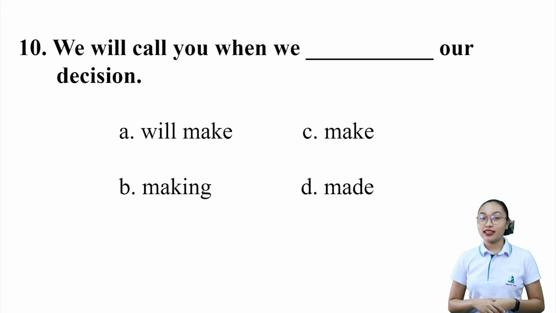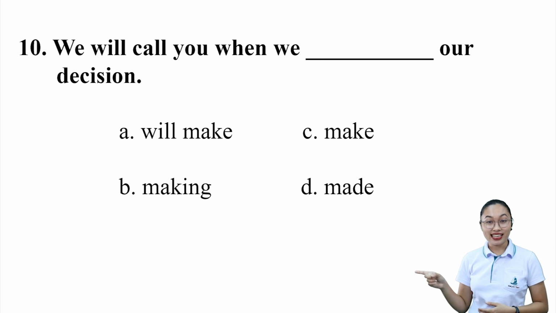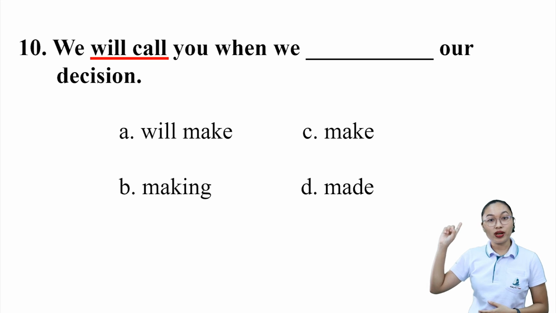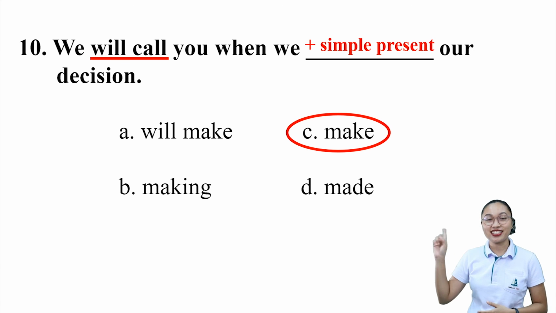Last but not the least, number 10. We will call you when we blank our decision. A, will make; B, making; C, make; or D, made. Again, when the tense of the verb in the main clause is in the future tense, we need a simple present tense in the time clause. Therefore, the answer is letter C, make.